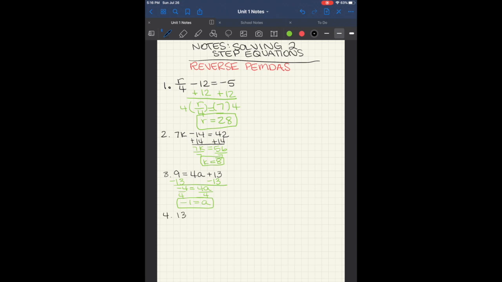For number 4, we have 13 equals 11 minus 4x. So that 11 is positive, so we need to subtract 11 from both sides. Even though there's a minus sign, that 11 does not have a negative in front of it, so it's positive. And then we have negative 4 times x. So we're going to divide both sides by negative 4. Now, since the denominator is bigger, we end up with a fraction, and we get negative 1/2 equals x.